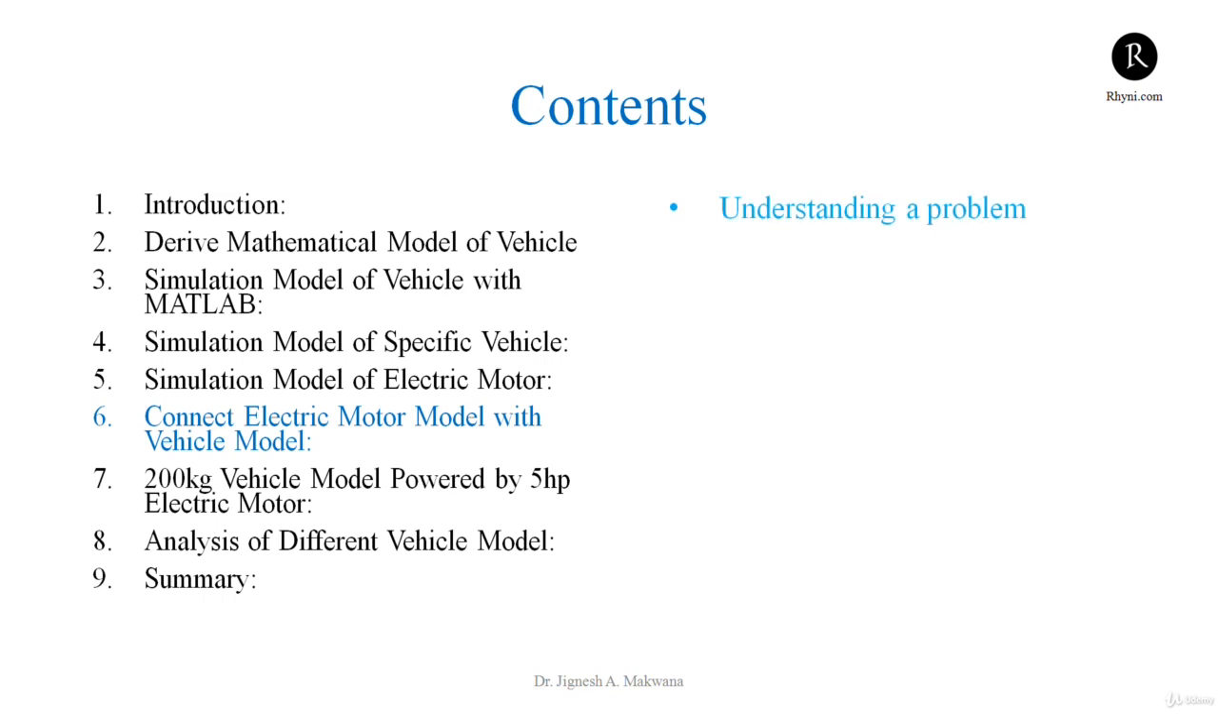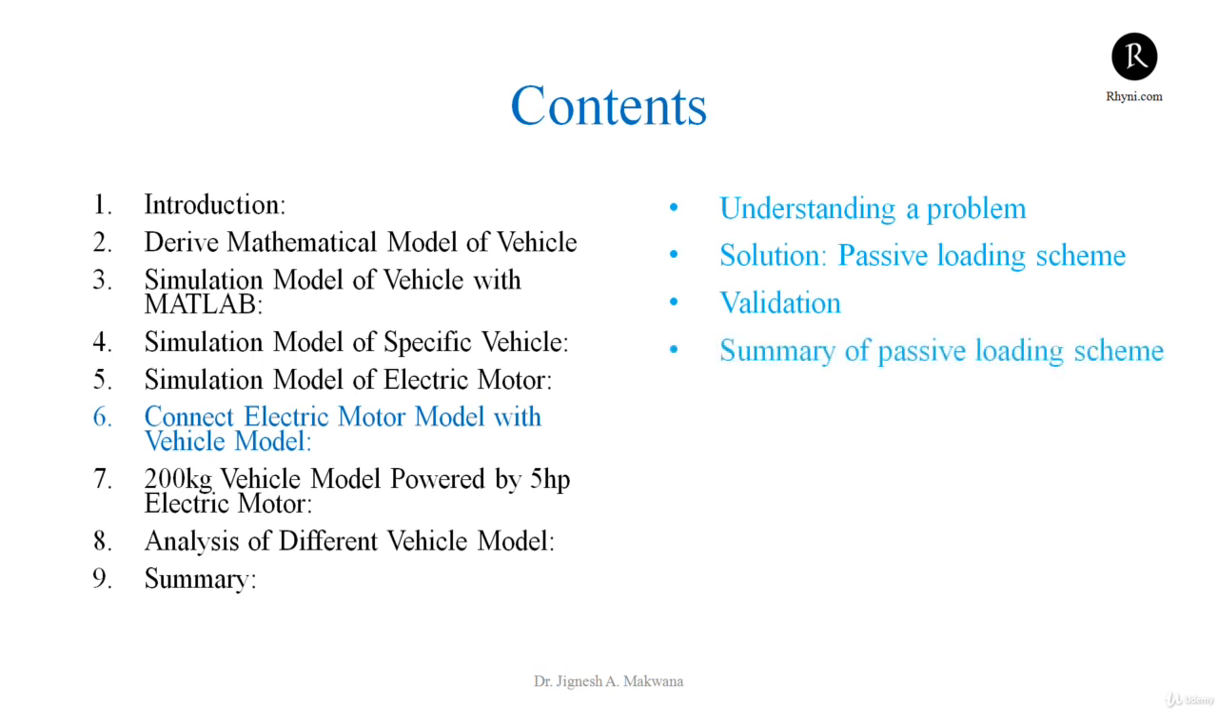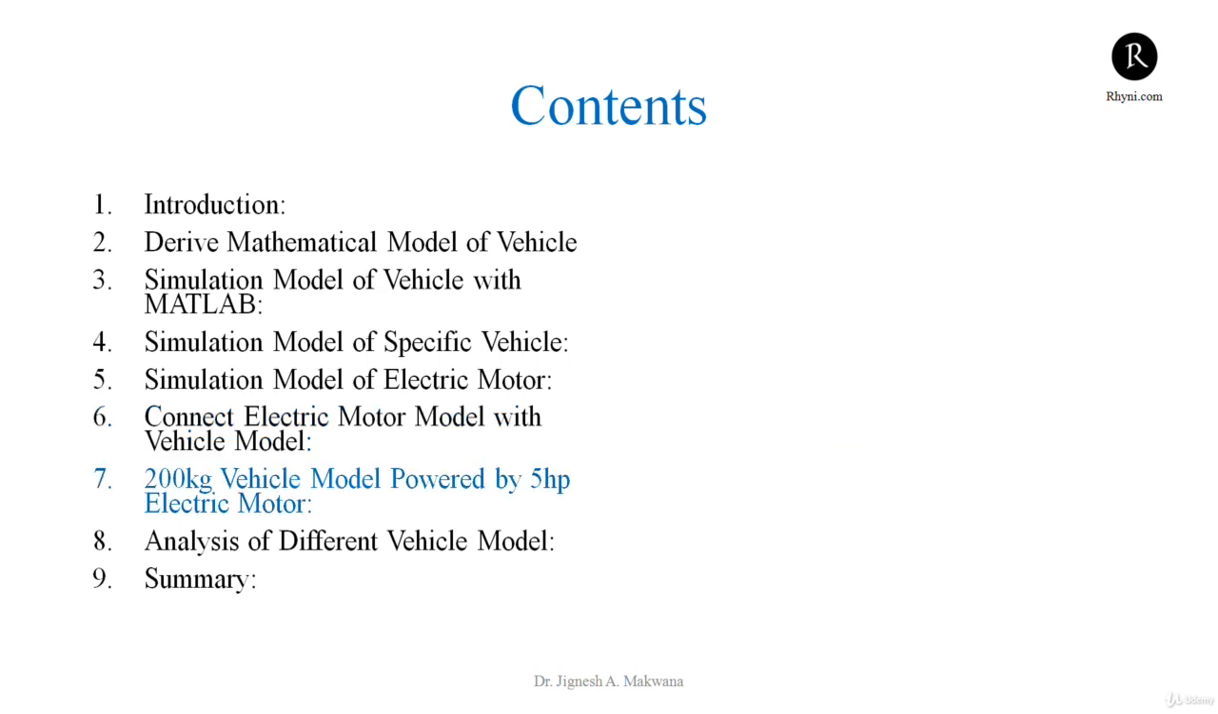We will first understand the problem in connecting the vehicle model to the electric motor model. Then we will have the solution, how the passive loading scheme can be used to connect the vehicle model with the motor model, and then we will see how to validate this scheme. Then a summary of the passive loading scheme. Then homework for you: you will connect your vehicle model that you previously developed with the 70 HP DC motor.